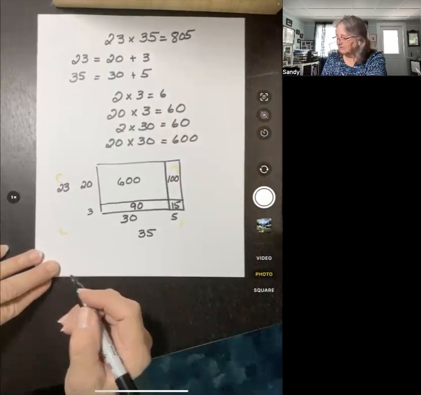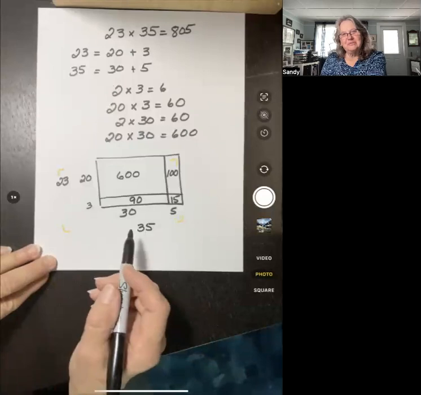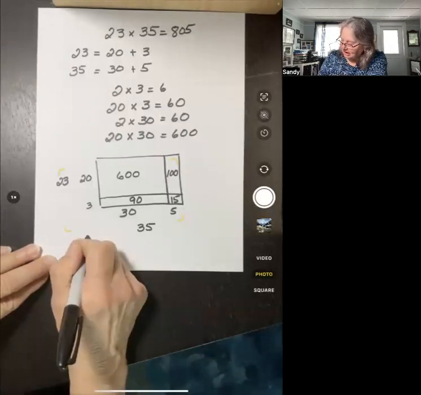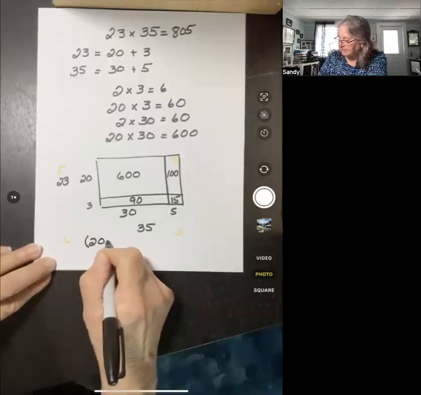Now, the nice thing with that, see, I mentioned this gets us to the distributive property. See, notice what I have here. I've thought of that 23 as 20 by 3.